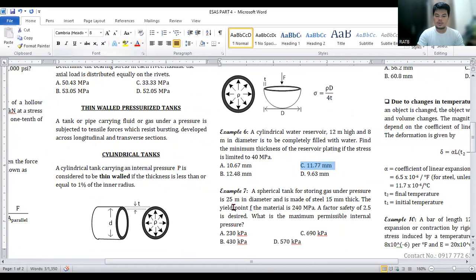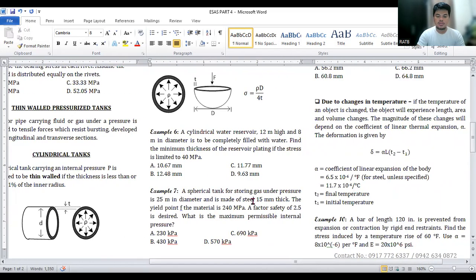Okay, so number 7, you have there the spherical tank. This is used for storing gas under pressure. It is 25 meters in diameter and made of 15 mm thick. The yield point of the material is 240 megapascal. A factor of safety of 2.5 is desired. So what is the permissible internal pressure? This time it's a spherical tank.